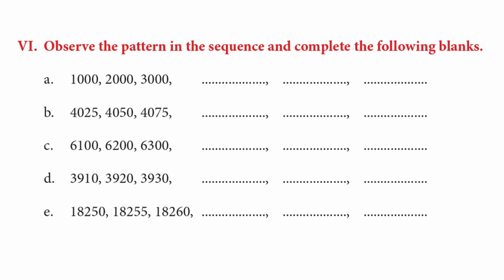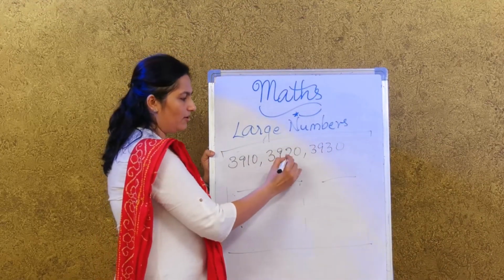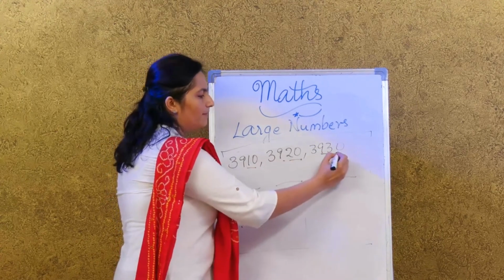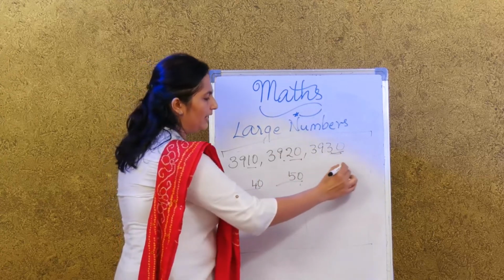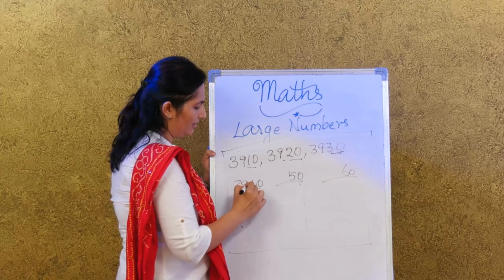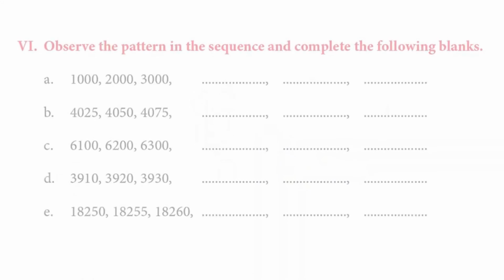A says 1000, 2000, 3000, 4000, 5000. Let's take one more example. 3910, 3920, 3930. You are asked to fill 3 more blanks. So, yes, it's all tens. The next would be 3940, 3950 and 3960. Okay, I hope you have understood.